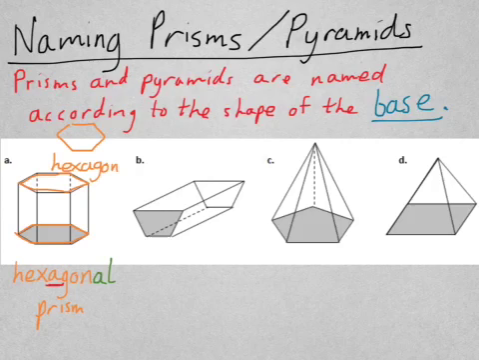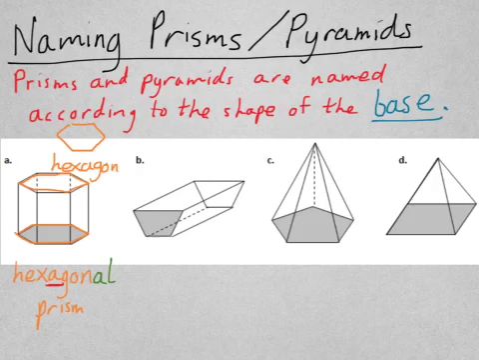Notice when I said it that I changed the way I said the letter A. It used to be hexagon, but now it's hexagonal. The O changed to an A. Okay? That's important. Don't say hexagon-al. That's wrong. It's hexagonal. Okay?